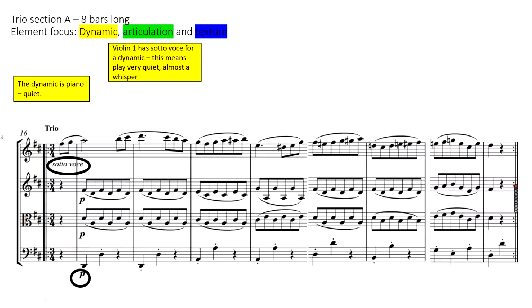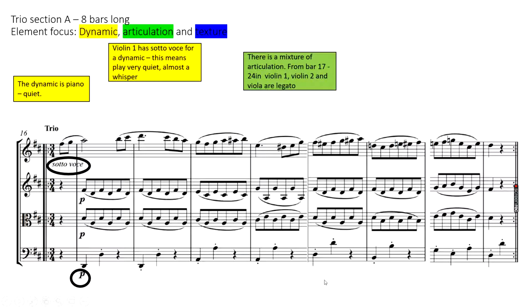Now that's going to be really important when we look at texture in a few minutes' time, of why he's done that. But we can see that this section A of the trio is going to be a very quiet section. He keeps the dynamic piano or sotto voce for the whole of the 8 bars.